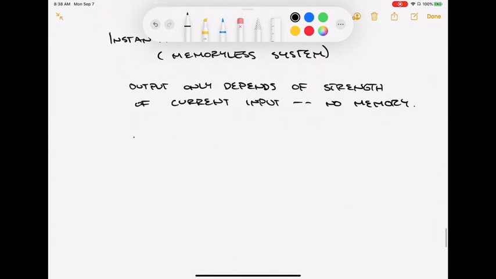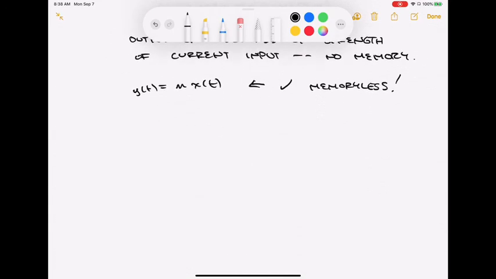Let's take a quick look. If we had y of t equaling m of x of t, that was my amplifier. That is memoryless, right? Its output only depends on the strength of the current input. Output is equal to something that's only dependent on x of t. There's no delays, there's nothing that requires memory, okay? I might then get the idea that all I need to look for is just x of t's. And if there's anything that's not an x of t, maybe I don't have a memoryless system.